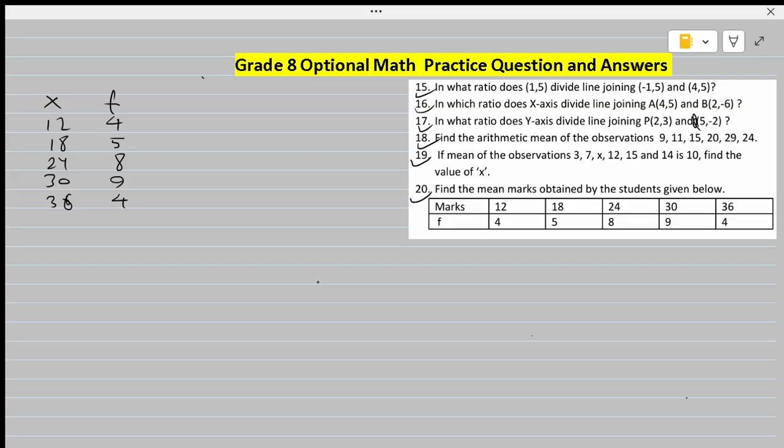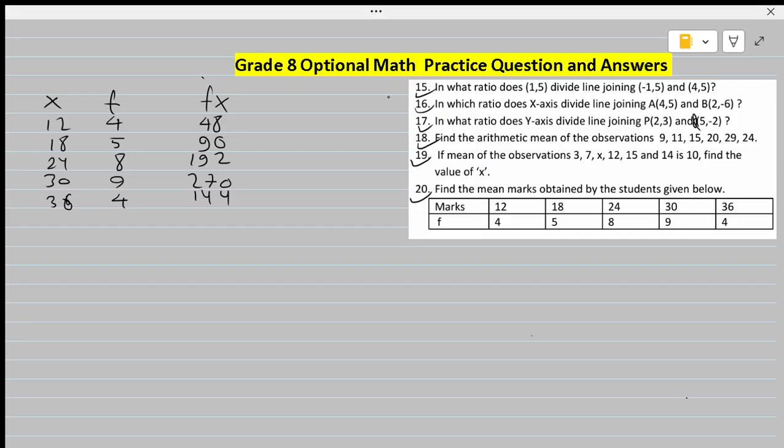When you find the mean, each variable is repeated some number of times, so we have to multiply by that frequency. So fx: 12 times 4 is 48, 18 times 5 is 90, 24 times 8 is 192, 30 into 9 is 270, and 36 times 4 is 144. Now let's add them.